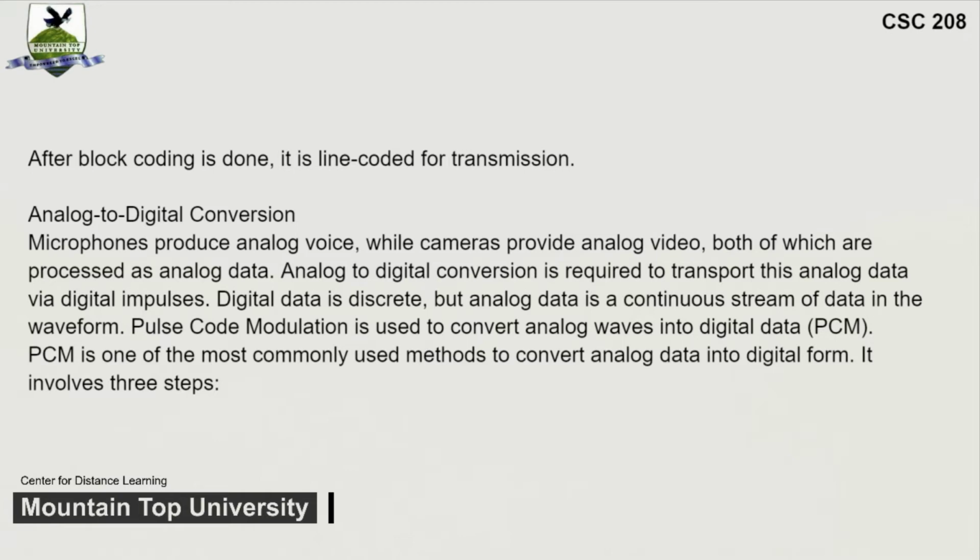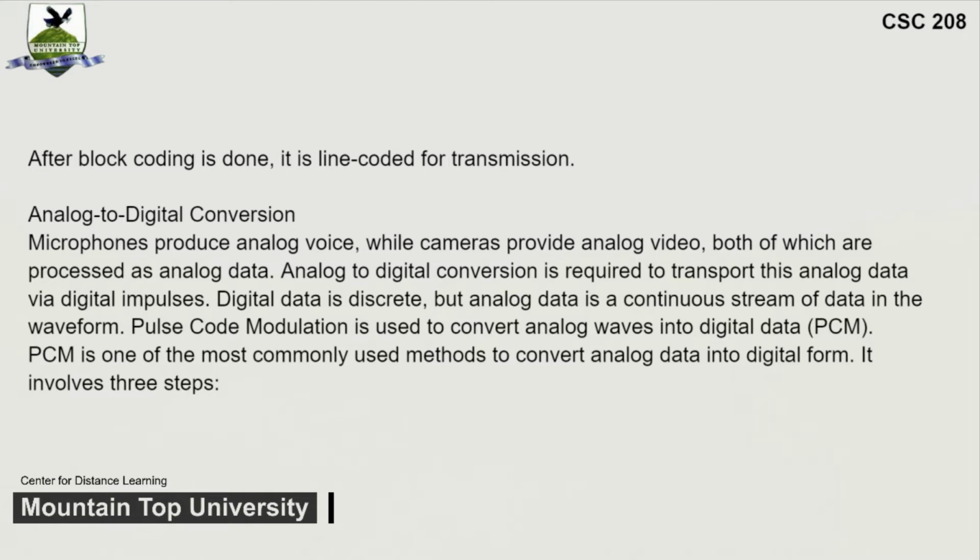Analog to digital conversion. Microphones produce analog voice, while cameras provide analog video, both of which are processed as analog data. Analog to digital conversion is required to transport this analog data via digital impulses. Digital data is discrete, but analog data is a continuous stream of data in the waveform. Pulse code modulation, PCM, is used to convert analog waves into digital data. PCM is one of the most commonly used methods to convert analog data into digital form.